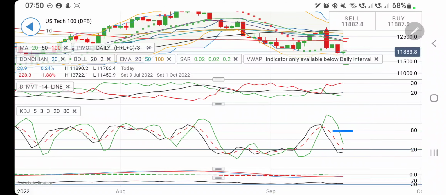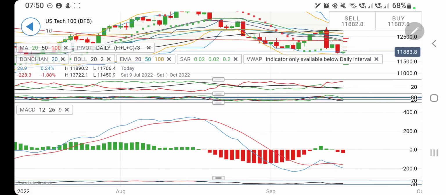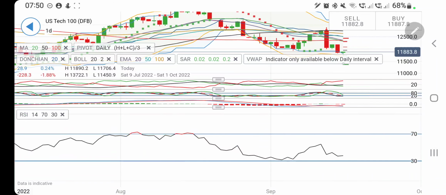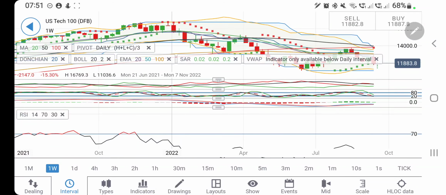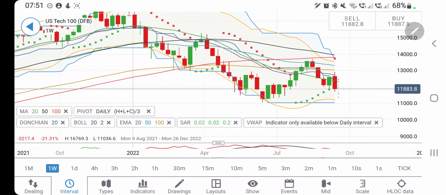Likewise, the stochastic is oversold on the daily chart, and you can see it has sustained previously the oversold levels. It can sustain this time too. The MACD has again crossed over for a sell. After this long bearish move, it tried to cross over, but again it is looking to diverge and again looking bearish from here. RSI is trading at comfortable levels near to bottom. Look at the weekly candle out there.